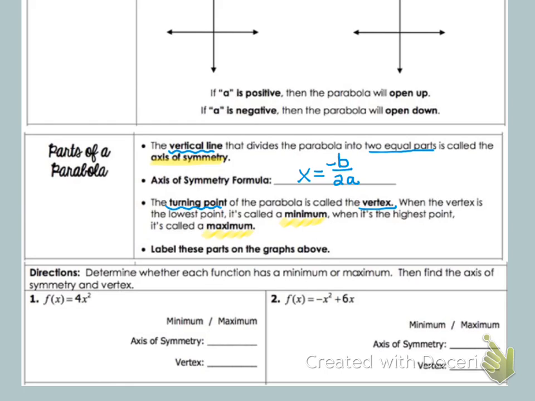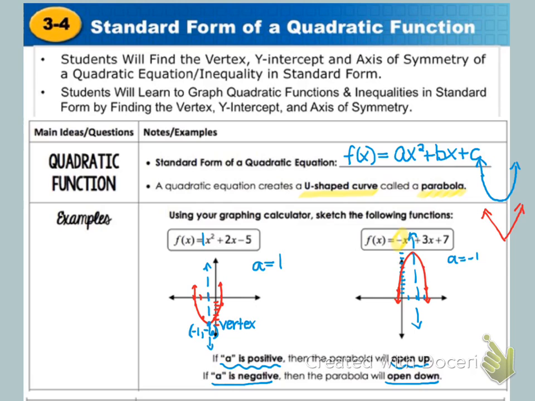And we always want to label these parts on any graph, but specifically on the sketches that we just did, and you can see that we did that. So we labeled the vertex. Actually, then the vertex in this case is a minimum value, so I'm going to put slash minimum. And then here, this is the vertex, and it is a maximum because it's that highest value that it reaches.